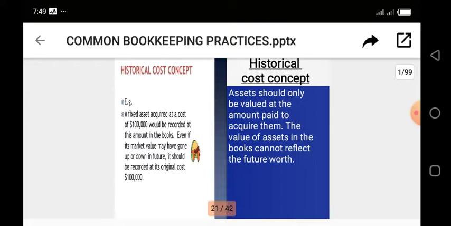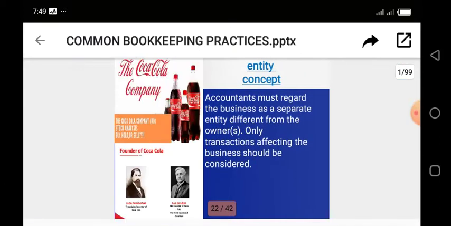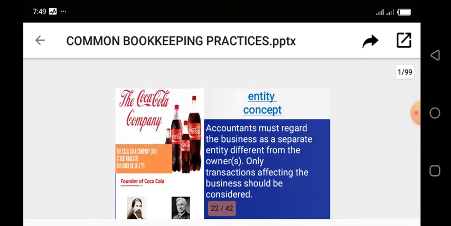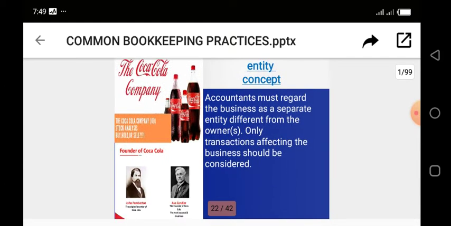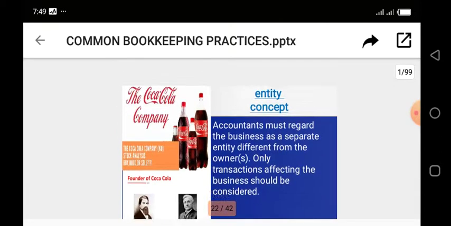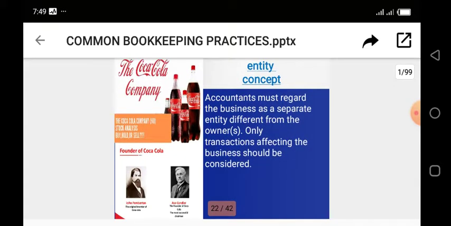So generally now, we've looked at consistency. We've looked at monetary measurement. We've also looked at the historical cost concept. What we'll be looking at now is the business entity concept. Sorry about that. The business entity concept. That's what it's called.